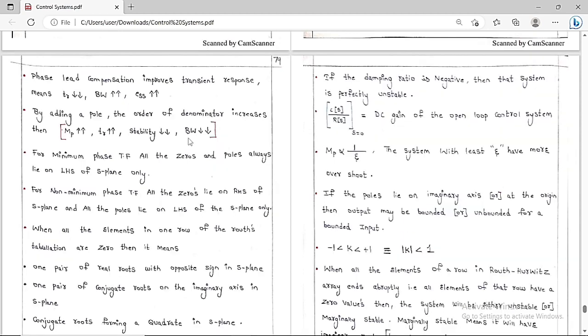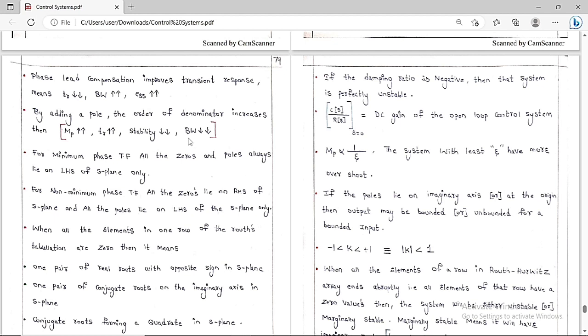We are going to discuss another important point. Listen carefully. The phase lead compensation improves the transient response. It indicates that the rise time is going to decrease, bandwidth is going to increase, and the steady state error is going to increase. As I've already told you, in the case of phase lead compensation, it is always going to improve only the transient response and it is going to deviate the steady state response to a small extent. I've told you this many times.